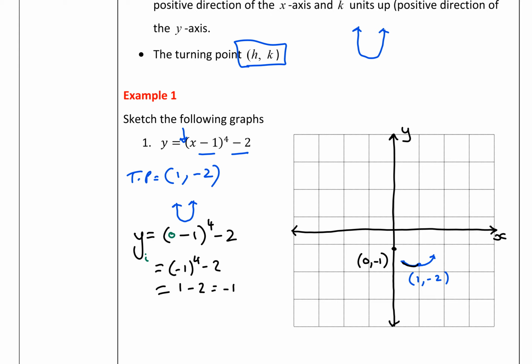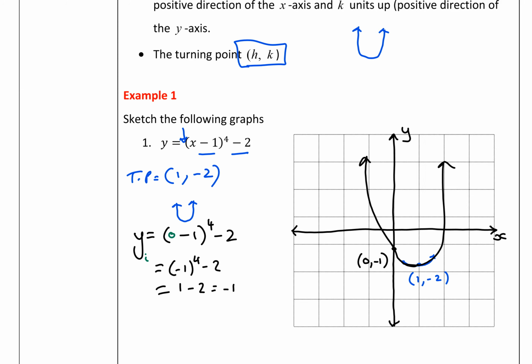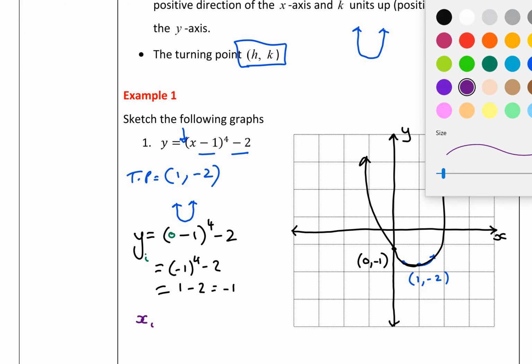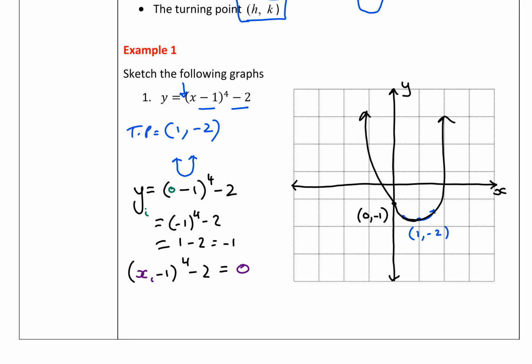So looking at my shape now, you can think of my quartic as a rough shape like that. It's a little bit tougher with the digital pen, but you get the idea. And we still need to find our x-intercepts. So I'm thinking that my x-intercept, (x - 1)^4 - 2, is equal to 0. So this gives me, I guess, the general equation that we let y equal 0 to find our intercepts. If I add 2 to both sides, (x - 1)^4 is equal to 2.